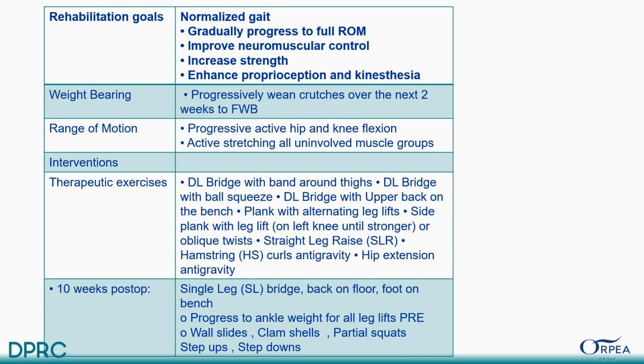Therapeutic exercise: double leg bridging with band around the thigh, double leg bridging with wall squeeze, double leg bridging with upper back on the bench, then planking with alternate leg lift, side planking with leg lift, SLR, hamstring stretch, oblique twist, hip extension exercises. At 10 weeks post-op, you should start single leg bridging, back on the floor, foot on the bench. Progress to ankle weight for all the lifts and wall slides, clamshells, push, squat, step up and step down.